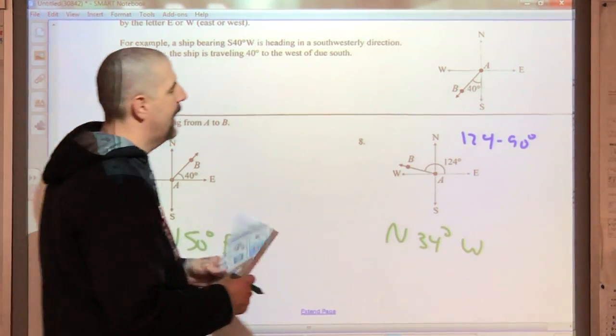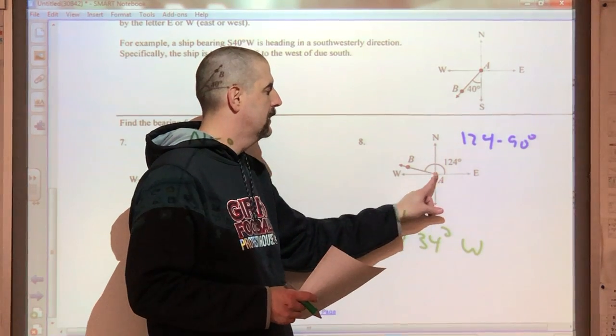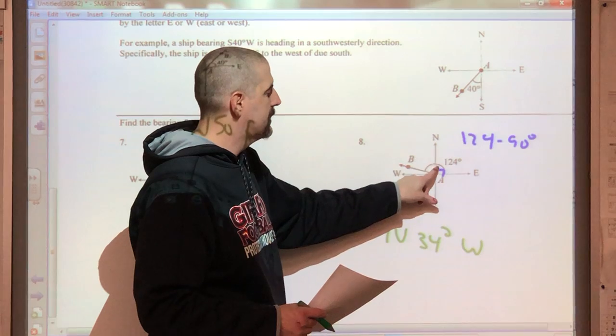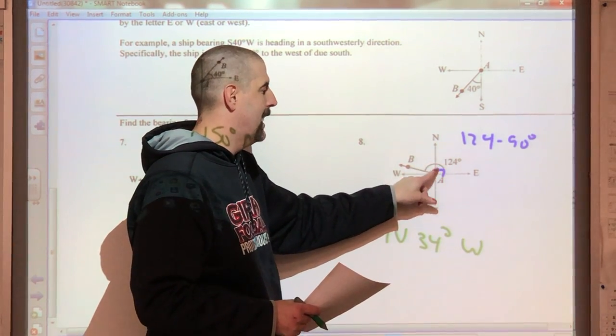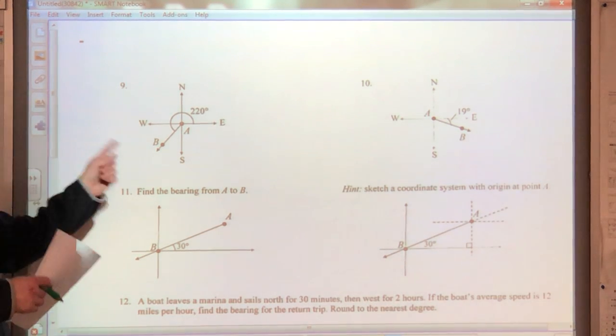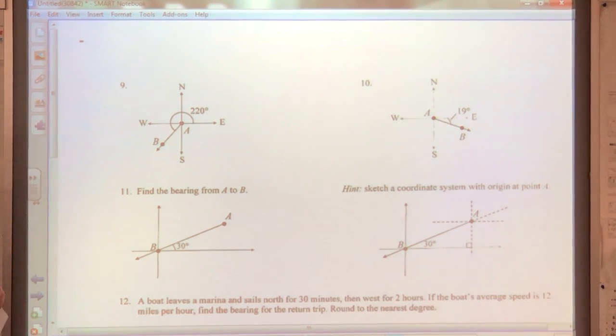And again, how do we know that? This is 90, okay? This picture, this is 90. So to get the missing piece, just take 124 minus the 90, gives me what's left over. All right, try 9 and 10, 9 and 10.